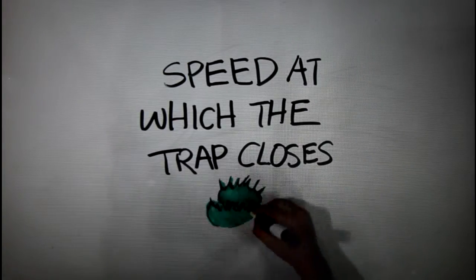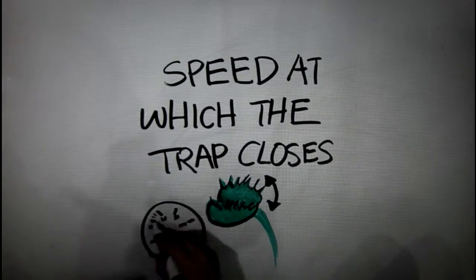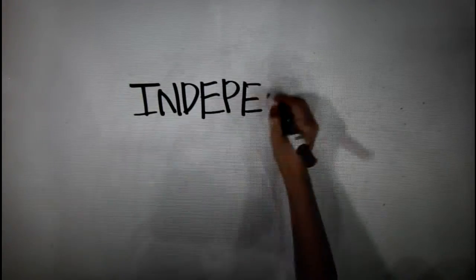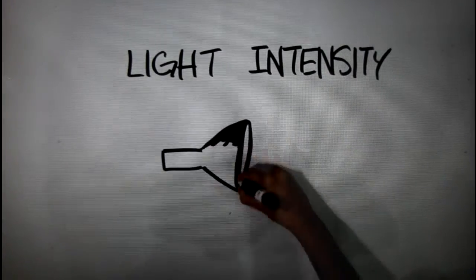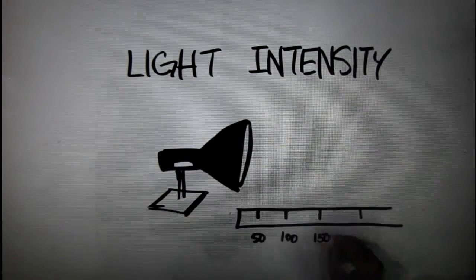Now let's take a look at our variables. Our dependent variable is the speed at which the Venus Flytrap closes. Now let's take a look at our independent variable. Our independent variable is what we will be manipulating in this experiment, which is the light intensity.